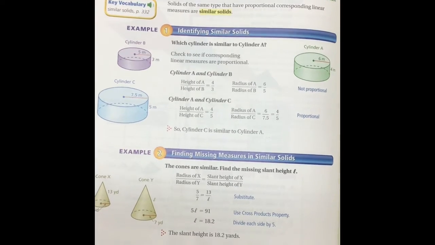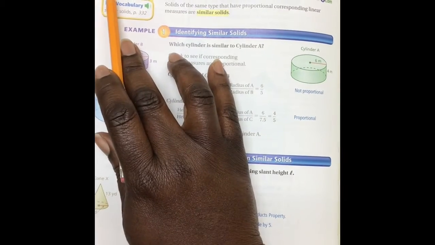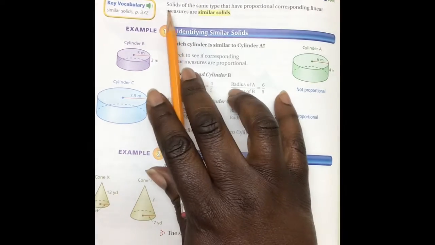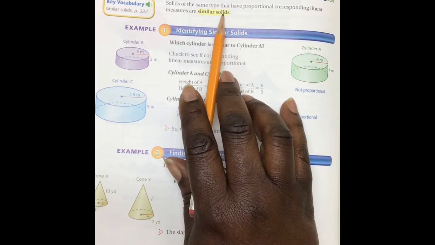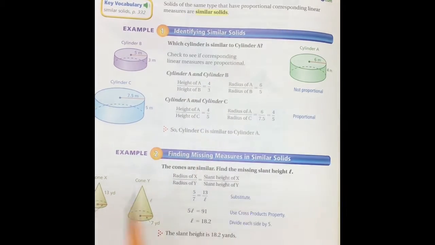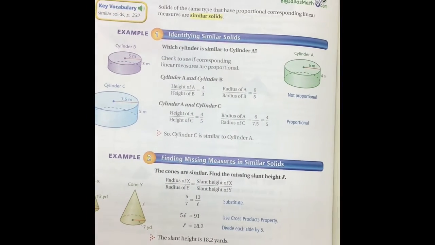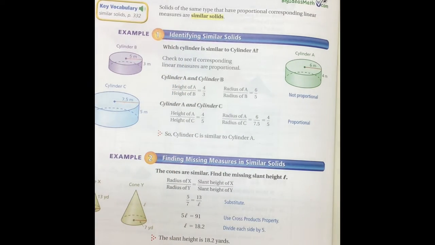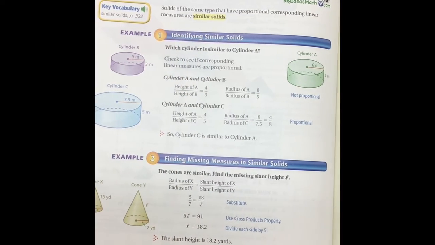This is lesson 7.6 in our red textbook. Today we're dealing with solids of the same type that have proportional corresponding linear measures, called similar solids. What do we mean by that? Well, let's take a look.